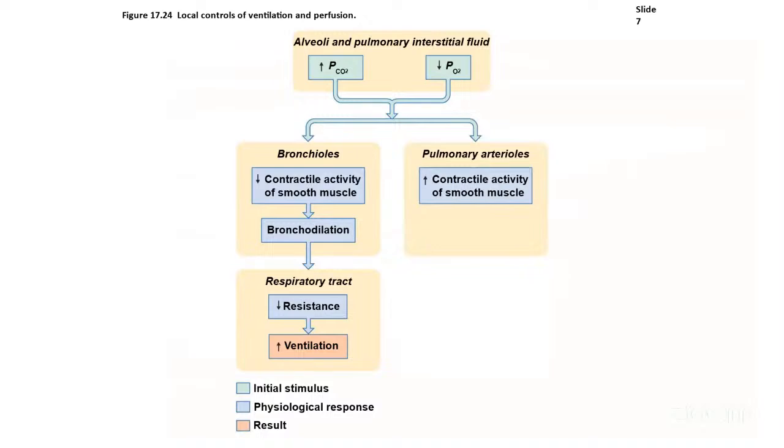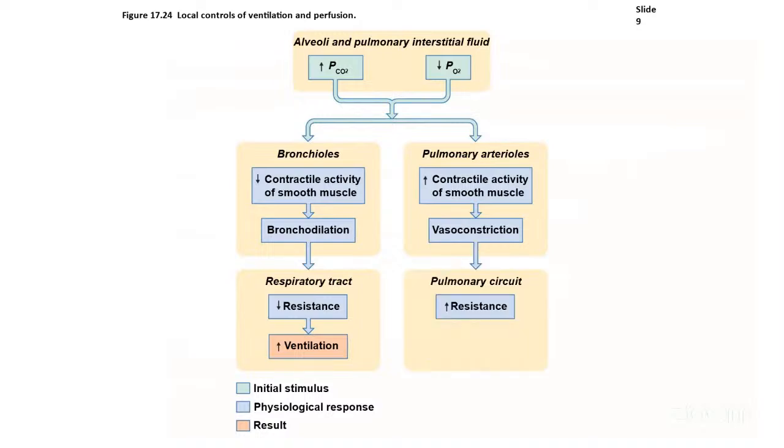And now we can go to the opposite side. So on the arterial side, on the blood flow side, the effect of this increase in carbon dioxide and drop in oxygen, particularly the drop in oxygen, is going to be to increase contractile activity of the smooth muscle. So that's an opposite effect to what's going on in the bronchioles. The cells are different. They react differently to these stimuli. So they're going to squeeze harder, which means they're constricting. So vasoconstriction, because vaso is for our blood vessels.